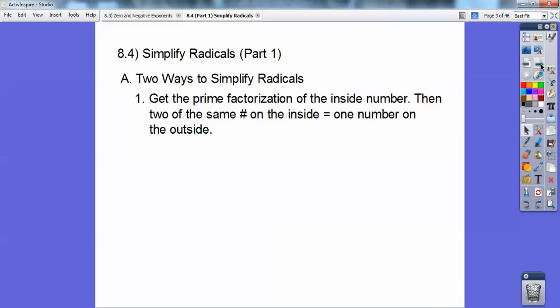One way, this is my favorite way, is to get the prime factorization of the number inside. And then the trick is you need two of the same number on the inside, which brings one number on the outside.